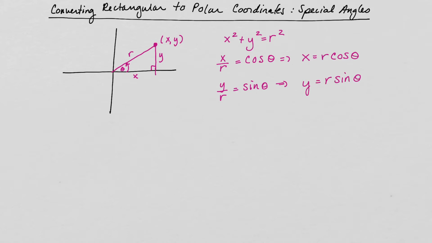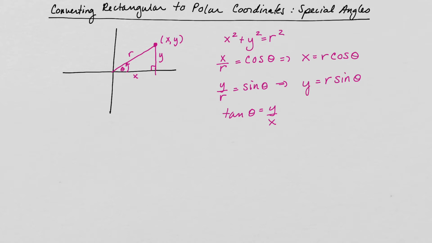We could also say that the tangent of theta is equal to y over x. So x equals r cosine theta, y equals r sine theta, tangent theta equals y over x, and x squared plus y squared equals r squared are the equations we're going to use.